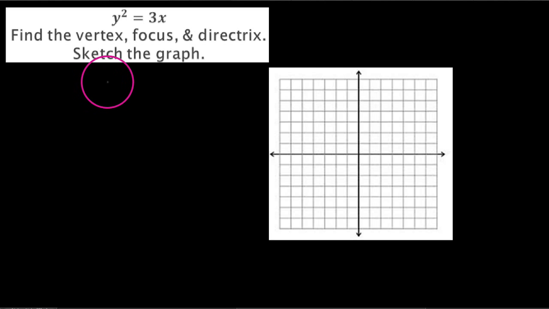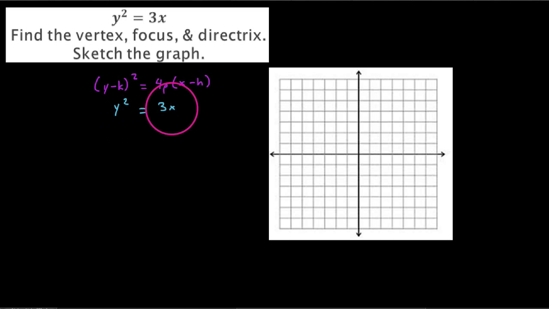So let's start with this. The standard form of a parabola, we can see that we have a y squared thing here. So if we have a y squared thing, it would look like this: y minus k squared equals 4p times x minus h to the first.